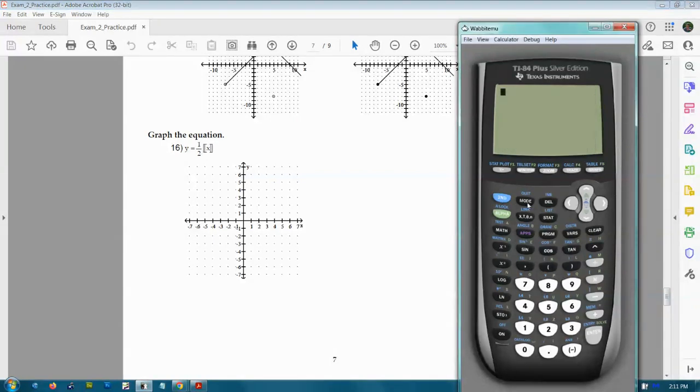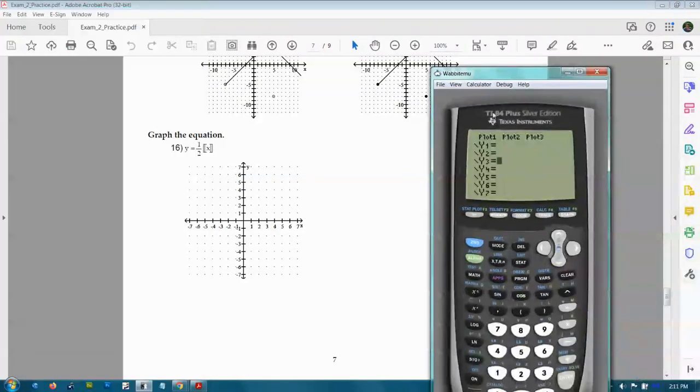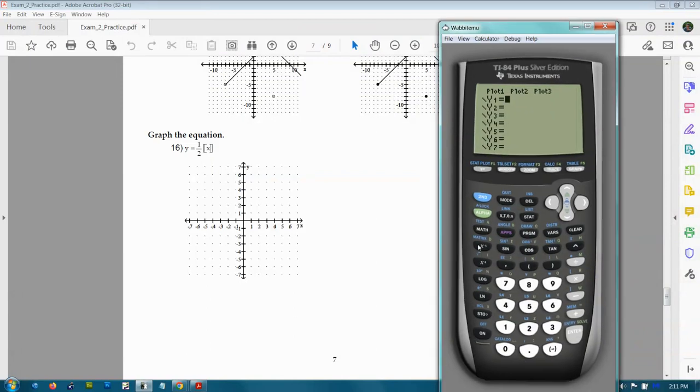Let me quit out of this. We go to y equal. I got to get rid of all of this. Clear, clear, and clear, and go back up top here. 1/2. All right. I want to express 1/2 just the way I see it. 1 divided by 2 times, now the greatest integer. I had it right the first time. It's not absolute value. Greatest integer.